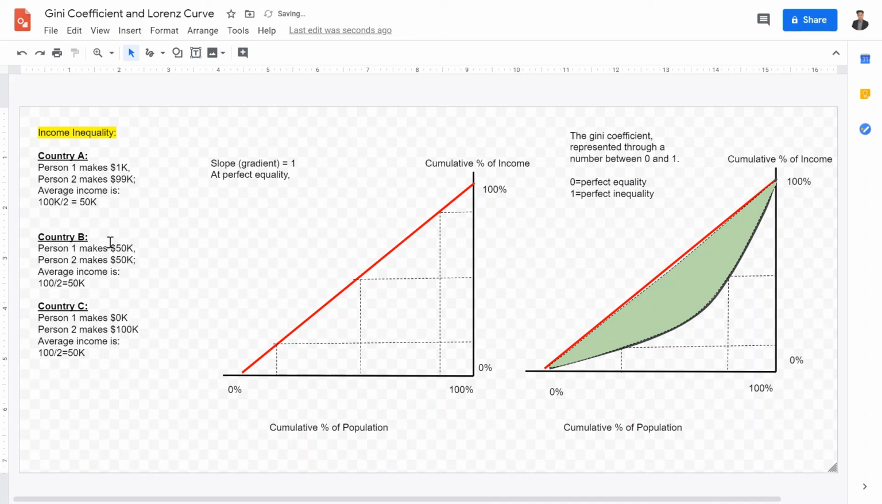Country B is a perfectly equal income-distributed country, which will have a Gini coefficient of 0. A country with a Gini coefficient of 0 will have a Lorenz curve that is equal to this red line right here with the slope and gradient of 1. So that is income inequality and how to use the Gini coefficient and the Lorenz curve to illustrate these concepts.